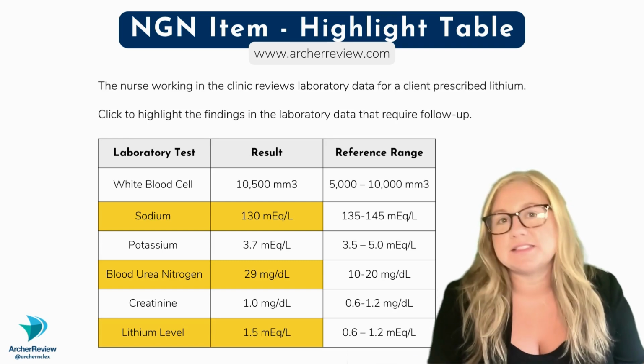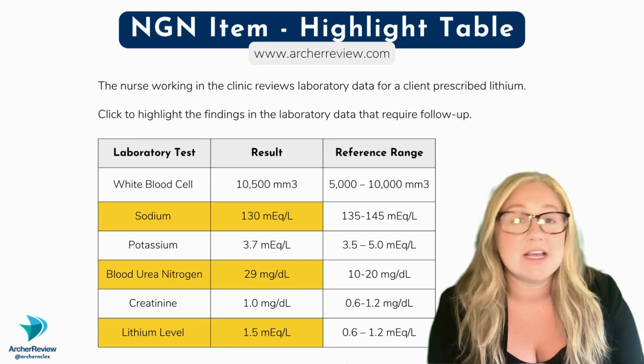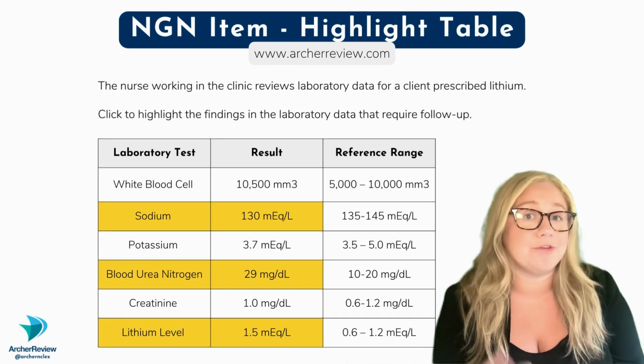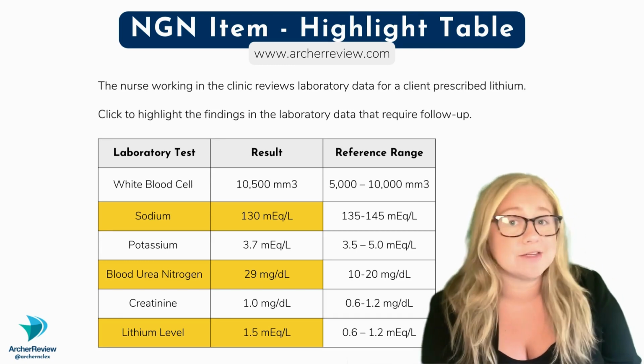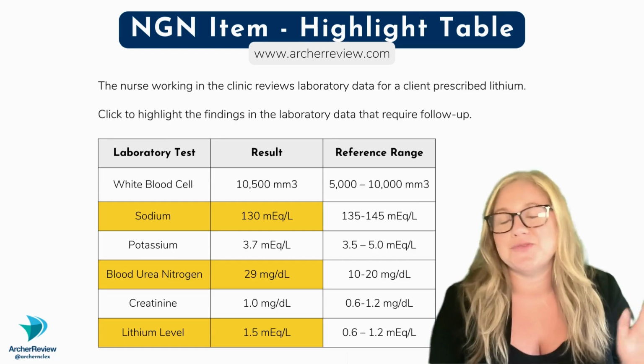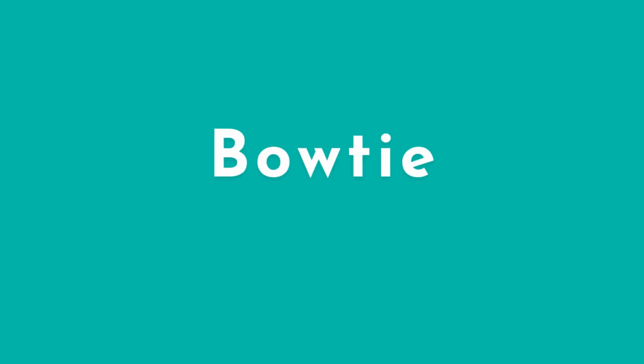It was basically 6 true or false questions. You looked at each lab value. If it was abnormal, you highlighted it to follow up. And if it was normal, you moved right along.